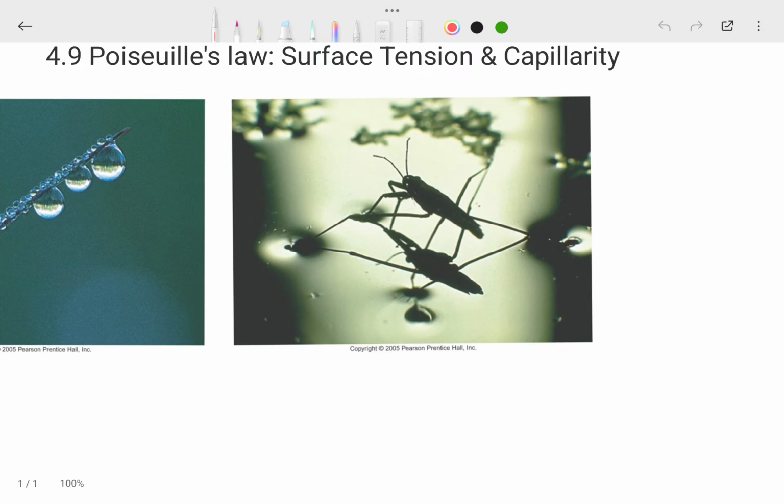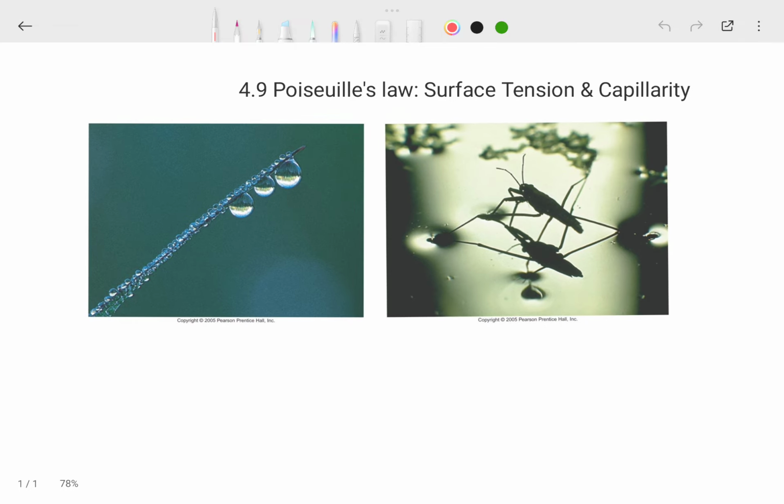Next, we look into Poiseuille's law in daily life. For example, surface tension and capillarity. We can see the droplets of water from the rain stick onto the tree, while here you can see a mosquito sticking on the surface of the water. This shows that the solution has good surface tension, as shown in this picture.